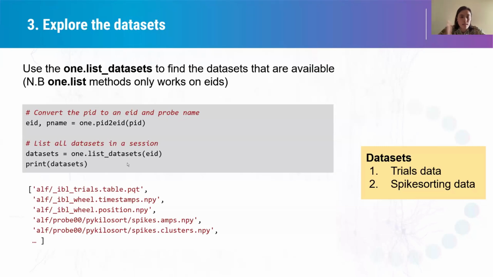What you'll be returned is this long list of all of the datasets associated with the session, and you can look through them and see which ones correspond to what you think you'll be interested in. In this case, we have some that have trials in their name and also spikes, so we already have an indication of what datasets we might be interested in.